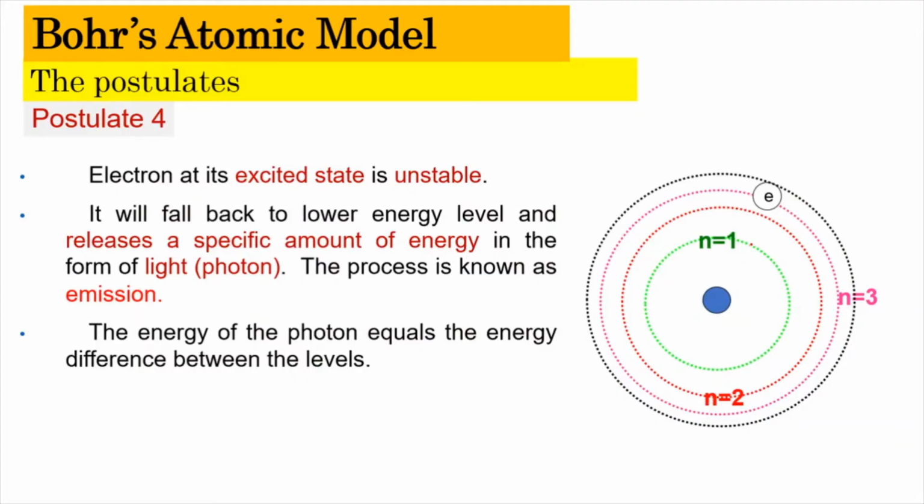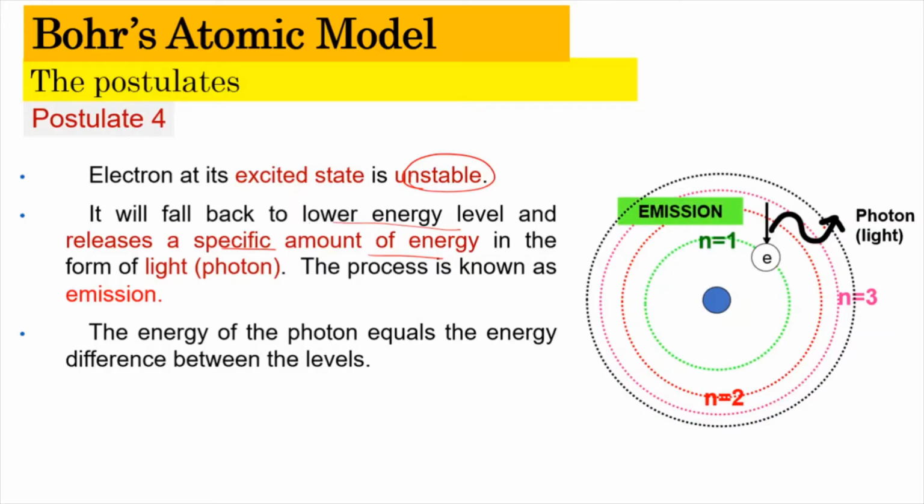So when the electron is being excited, then it is very unstable. The electron will fall back to a lower energy level, in this case from n equal to 3 to n equal to 1, and this process will release a specific amount of energy in the form of light, known as a photon. And this process is known as emission.